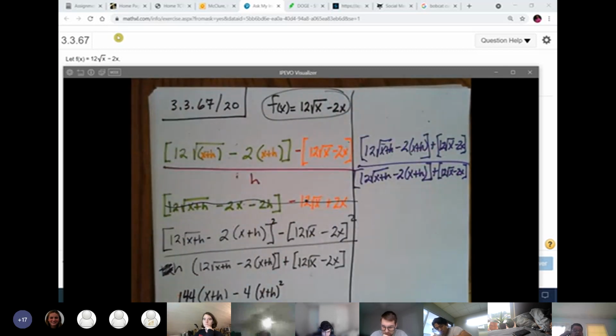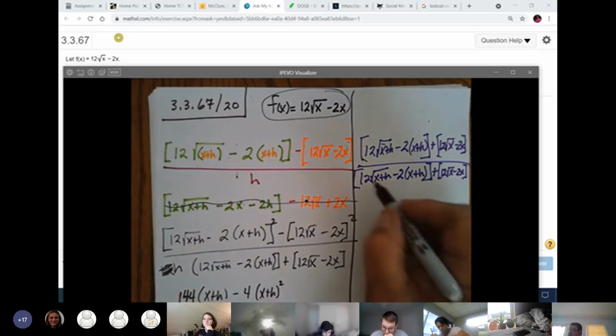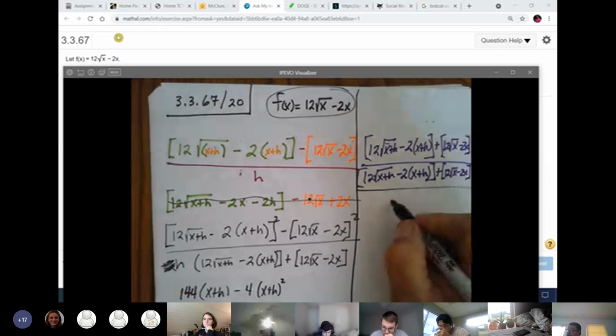Now remember, I told you I added the difference quotient onto this one just for a little bit of extra practice. This one is going to be a mess, so we don't need to go any further on this one. So I'm going to go over here and I'm going to do the power rule.